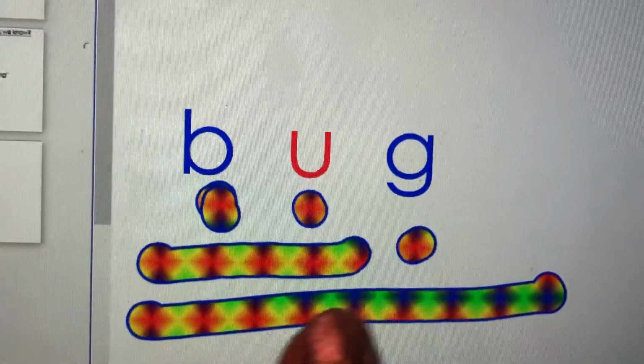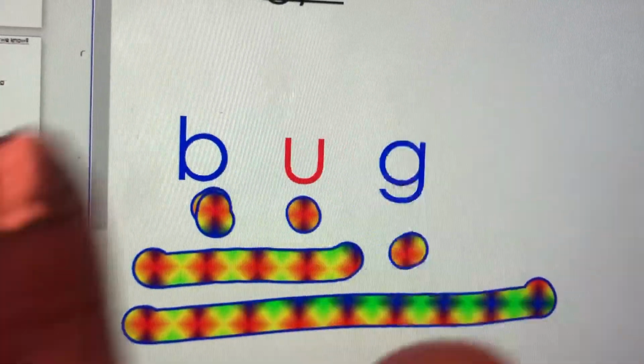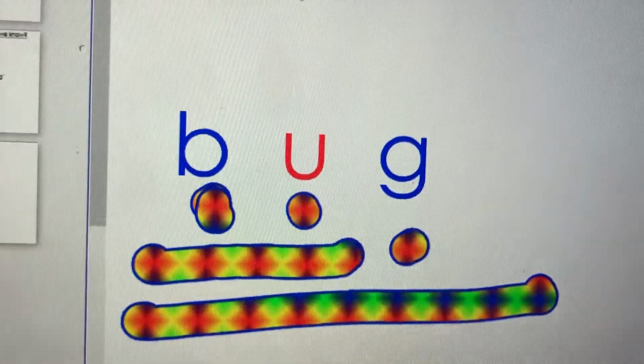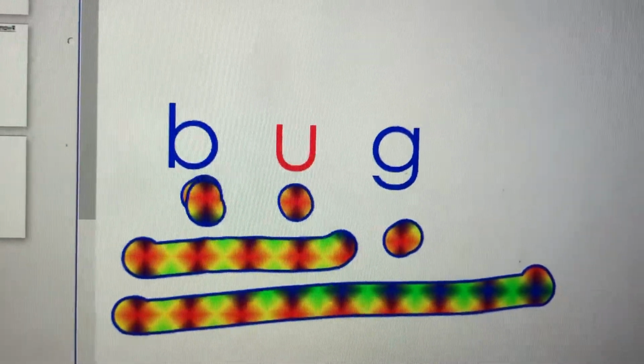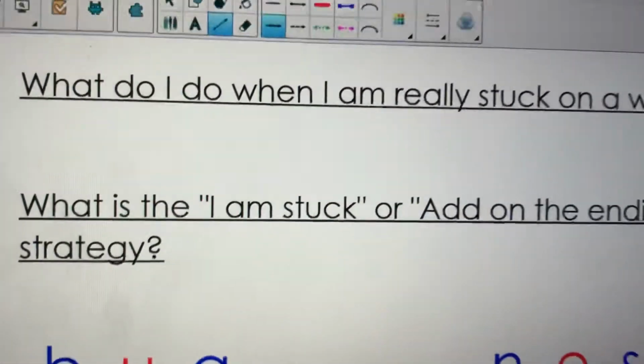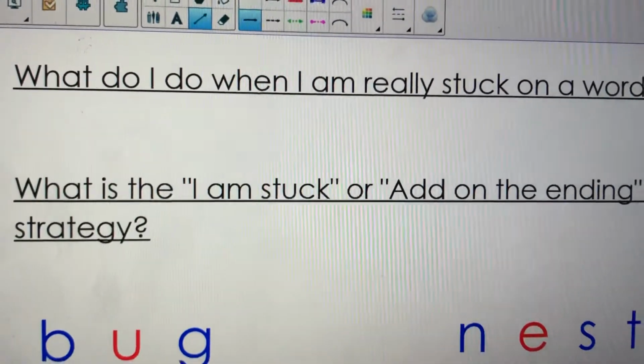Okay, so notice I used my little creative pen there on my smart screen to sort of show you what the pattern would look like. The dots would be my taps and the lines would be the sweeps. So you are adding an extra step there. Okay, but that's okay because this is a really good strategy for when you're stuck or when you're just beginning to blend words.